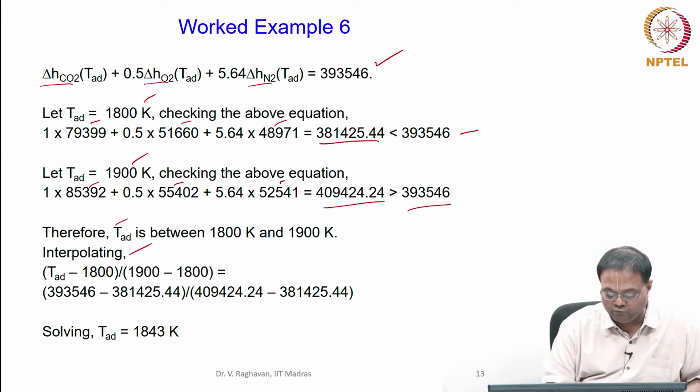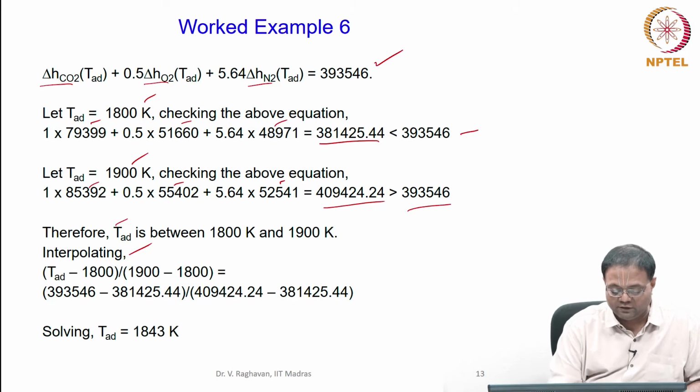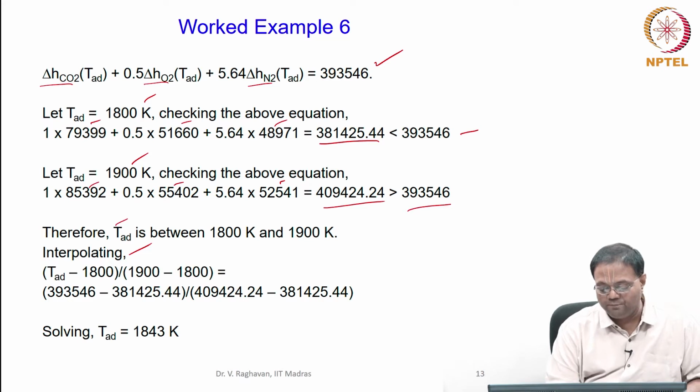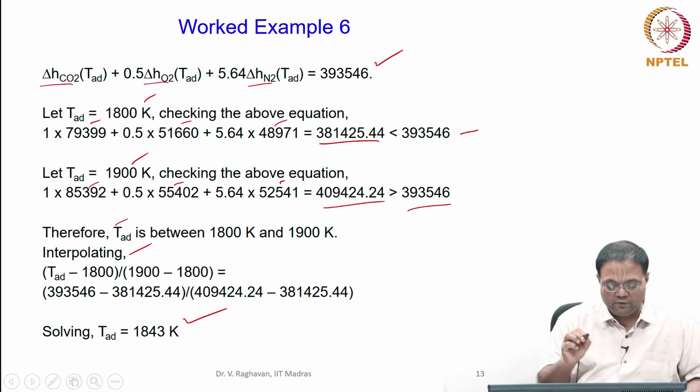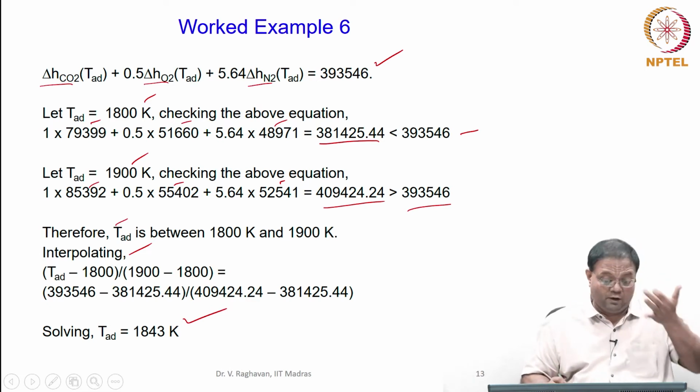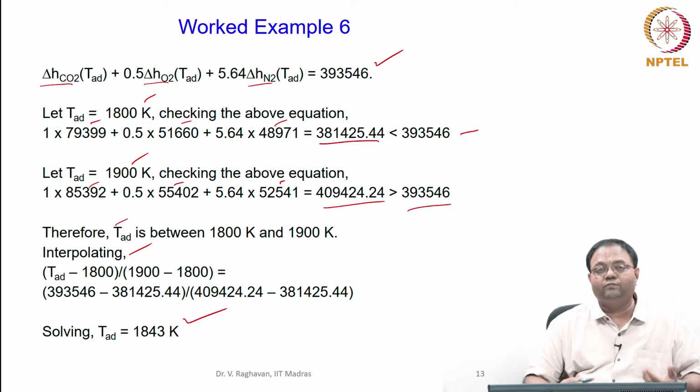Okay, no problem. Assume a linear interpolation like this: TAD minus 1800 divided by 1900 minus 1800 will be equal to the required value minus the value at 1800, divided by the difference of the corresponding values at 1900 and 1800 Kelvin. So you get TAD as 1843 Kelvin. Okay, so it's a simple answer.